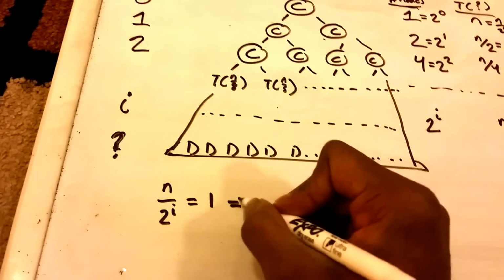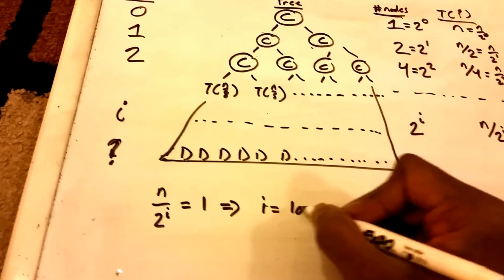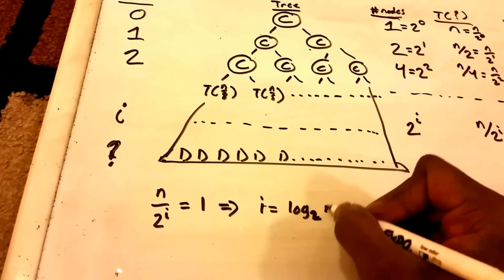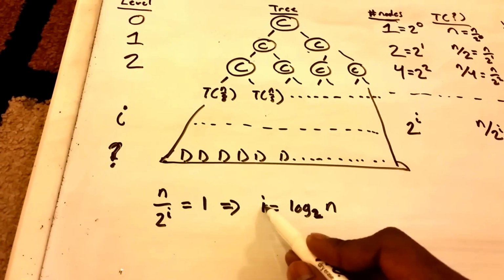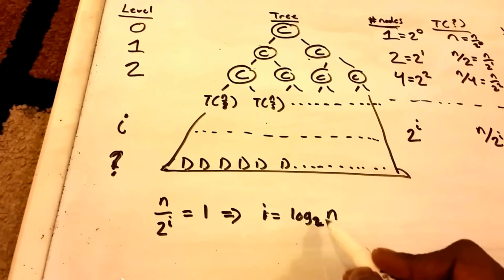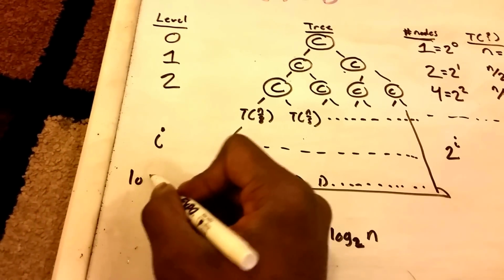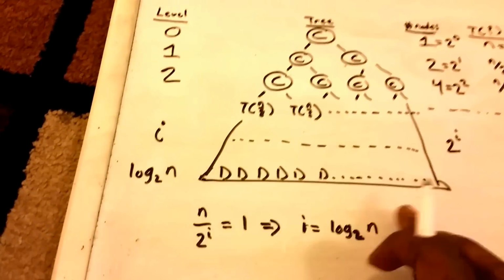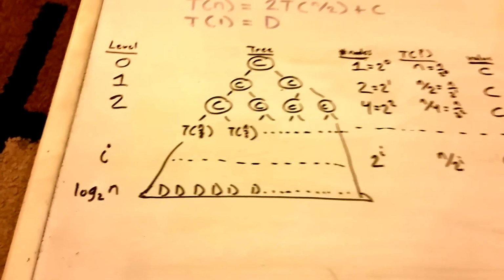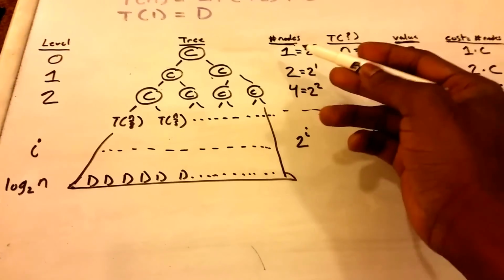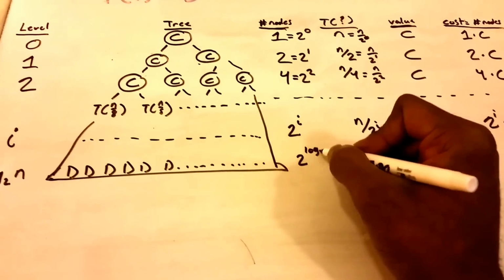So this implies that i equals log base 2 of n. So the level that we stop at is when i equals log base 2 of n. So I replace that with log base 2 of n. Okay. And so now what's going to be the number of nodes there? The number of nodes is going to be 2 to the log base 2 of n.